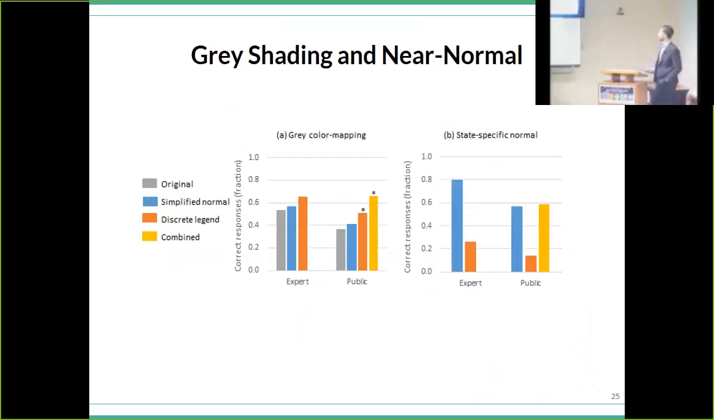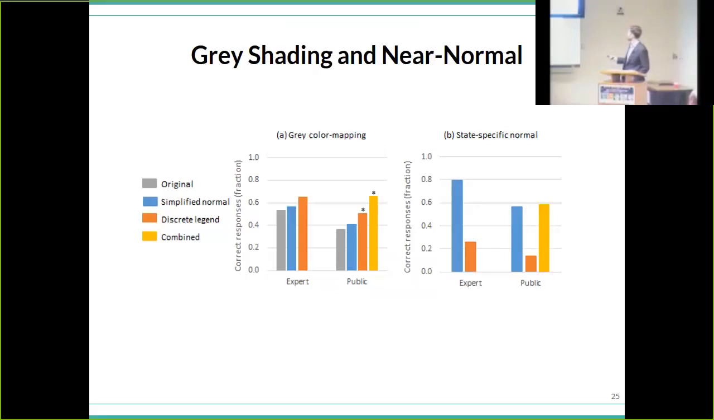For what gray shading and near normal means, again, you see a much more dramatic improvement for the general public, people understanding what this means. Surprisingly, for end users and experts, there wasn't a really high understanding of what that meant. Mostly we think that adding a gray color scale for near-normal is a fairly new thing for the outlooks. People obviously get more used to something, they get better at understanding it. So even if you're fairly attuned to this sort of work, if it's not familiar to you, you can easily misinterpret what it means.